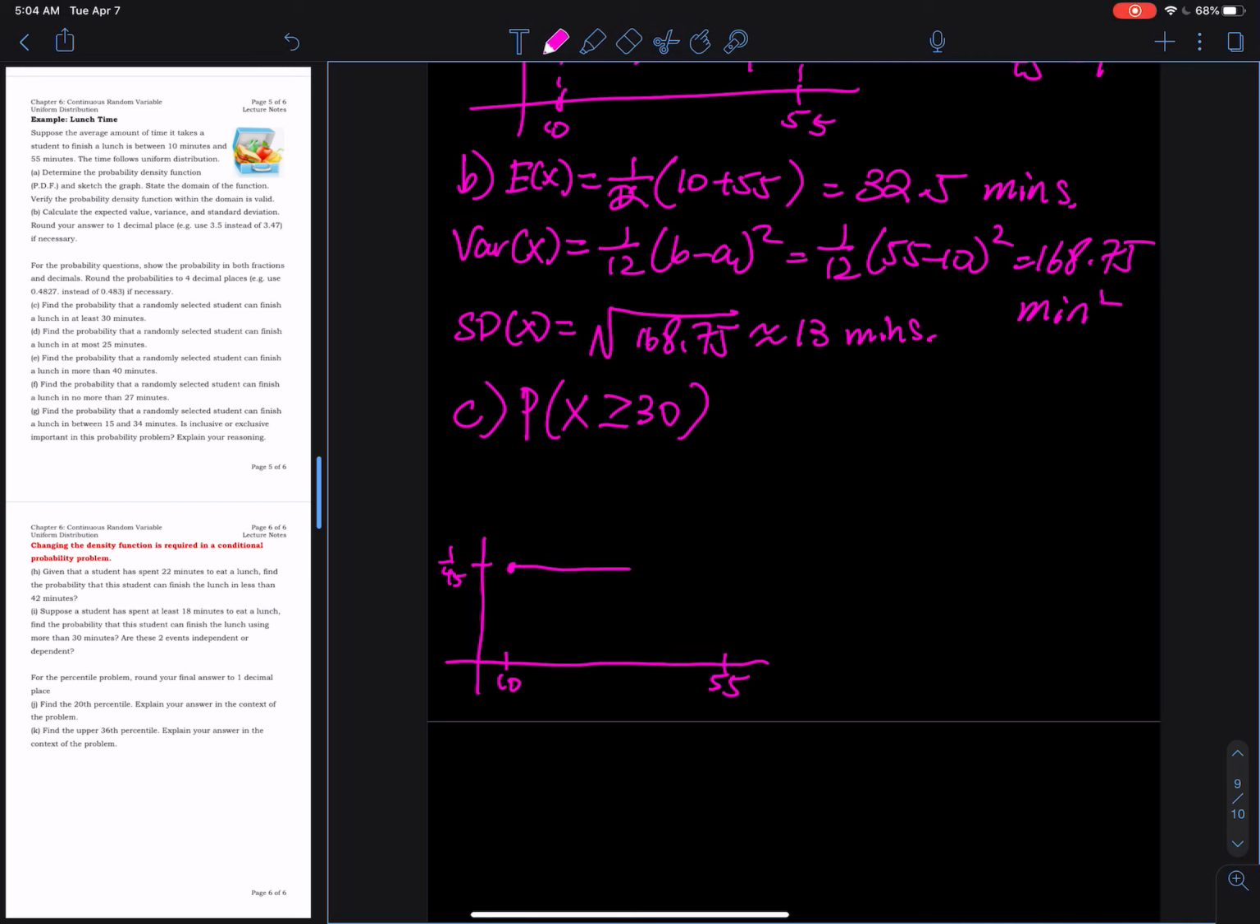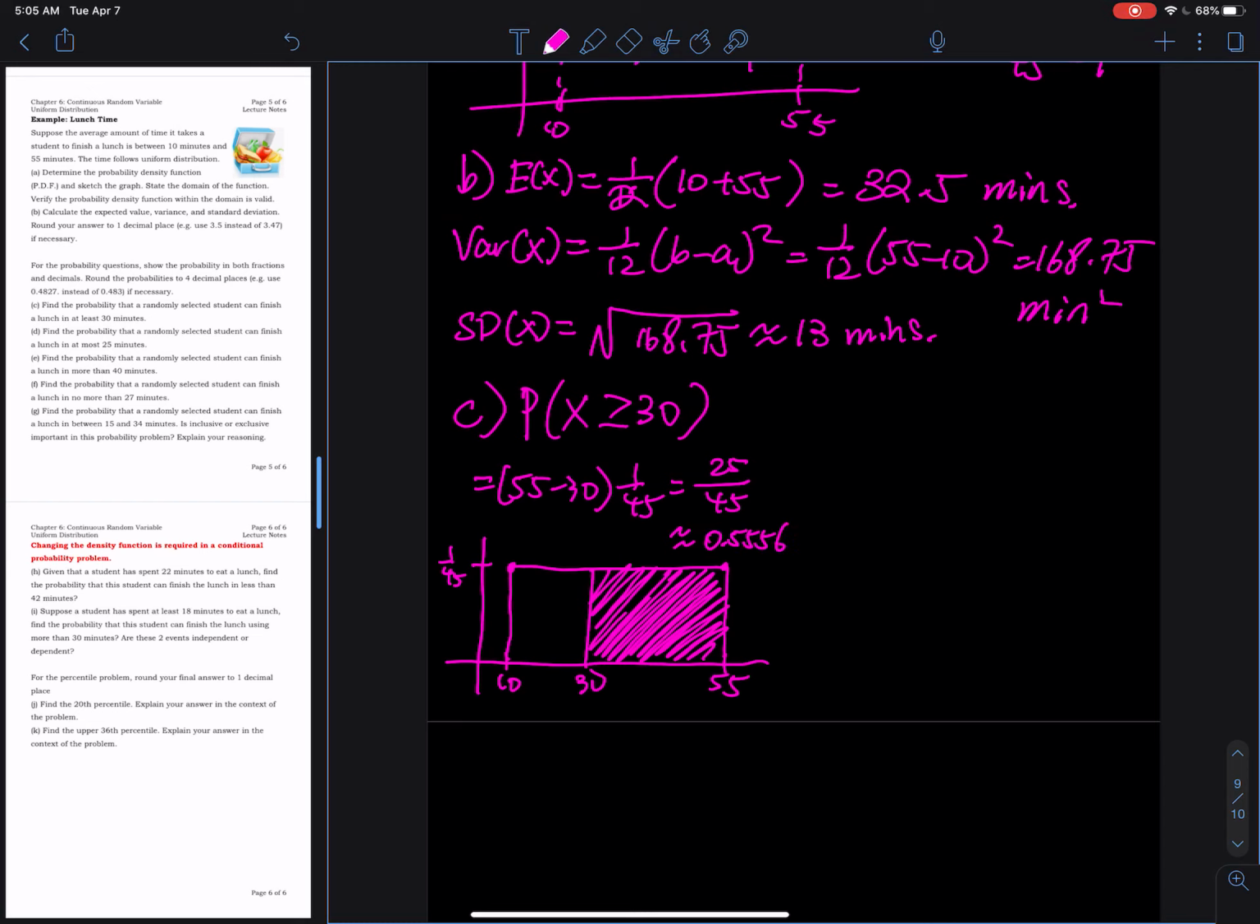We have our rectangle. And then 30 is around here, right? And then this is the area that we are looking for. So what's the area? The base times height. The base is 55 minus 30. The height is 1 over 45. So you have 25 divided by 45. That is approximately 0.5556.